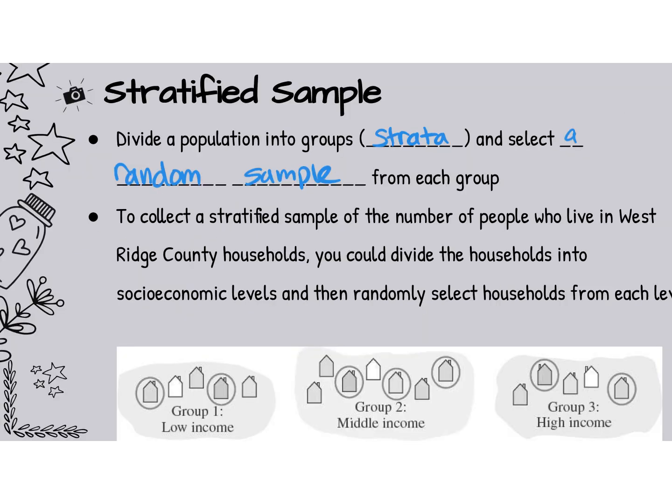Next, we have stratified sample. Divide a population into groups, strata, and select a random sample from each group. To collect a stratified sample of the number of people who live in Westridge County households, you could divide the households into socioeconomic levels, and then randomly select households from each level. So for a stratified sample, you break it up into groups by similarities, and then you take some from each group.